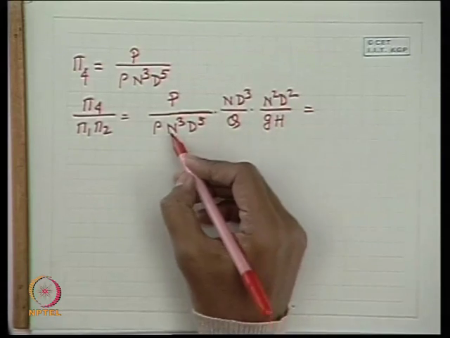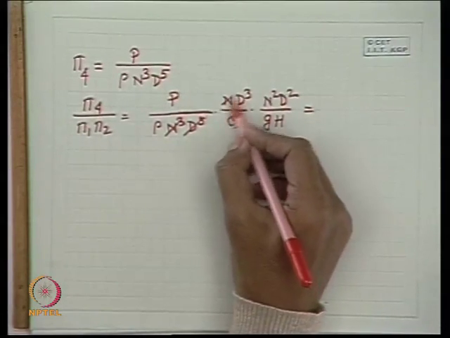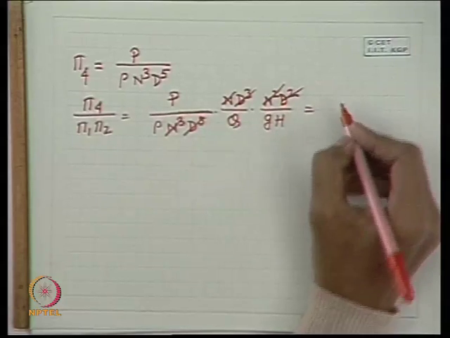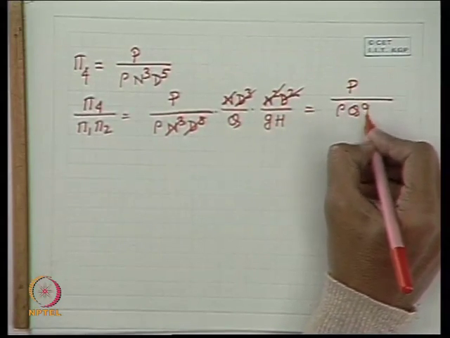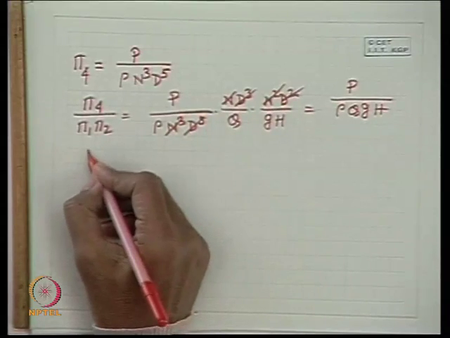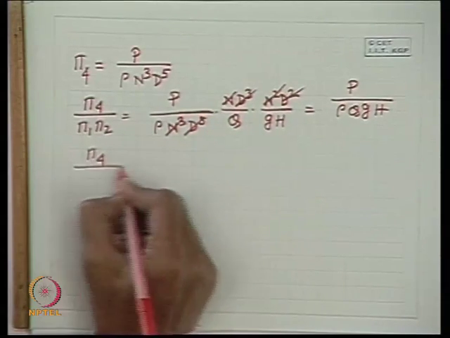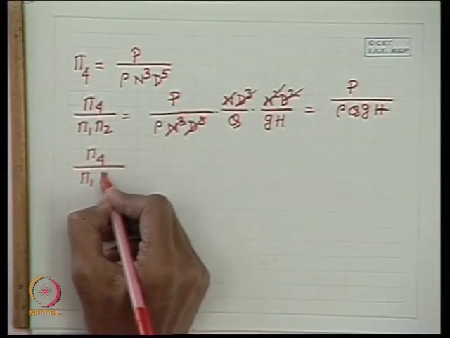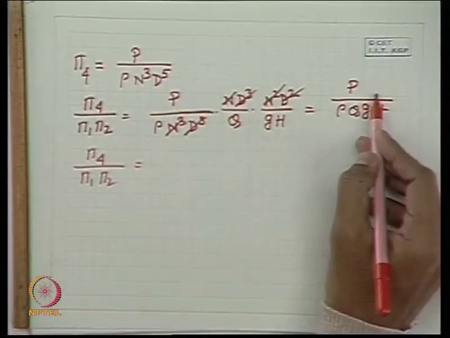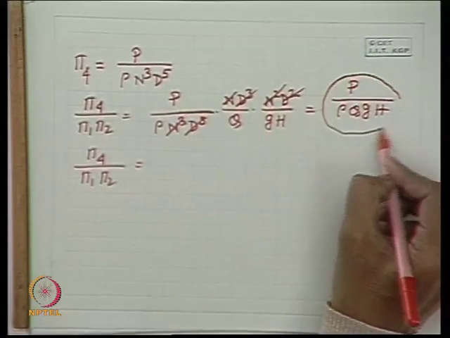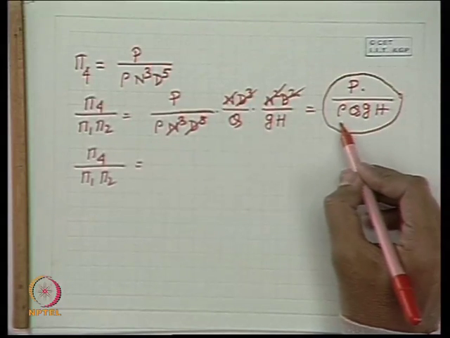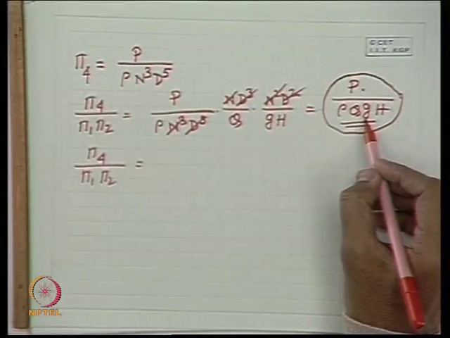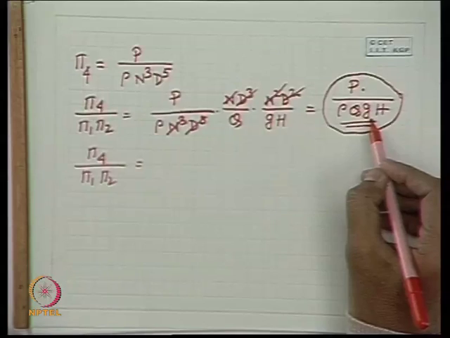So, therefore, we see this n and d almost cancels out. So, we get P by rho Q g H. Now we see that if we make manipulations with pi 1 and pi 2, then we get P by rho Q g H. That means power transferred between fluid and the rotor divided by the total head available by the fluid or gained by the fluid.